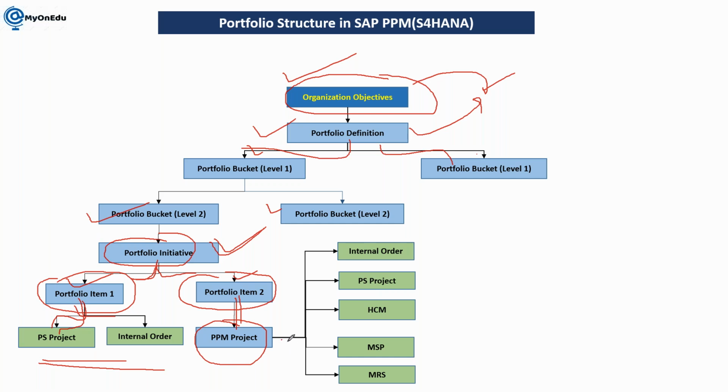And the PPM project can be integrated with an internal order or a PS project to manage your accounting, and with HCM for resource deployment, resource selection, and resource planning. It can be integrated with MSP, Microsoft Project. This can be integrated with MRS also. Apart from that, inside EPPM it is also integrated, like CPM.